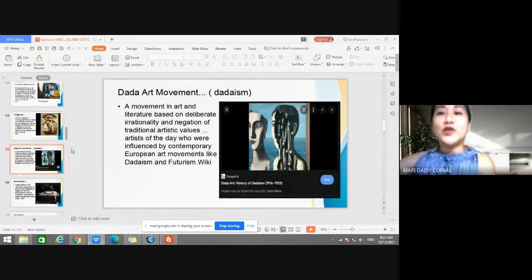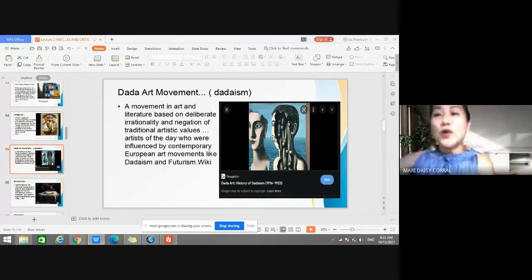Okay, so the next one, the one that I was talking about a while ago after Surrealism, we have the Dadaism. The Dadaism is also a style in art, and it is birthed out of the Dada art movement. So I want to inform you about this one. I want to read this one. A movement in art and literature based on the deliberate irrationality and negation of traditional artistic values. Artists of the day were influenced by contemporary European art movements like Dadaism and Futurism. Now let's take a look at how they do this.